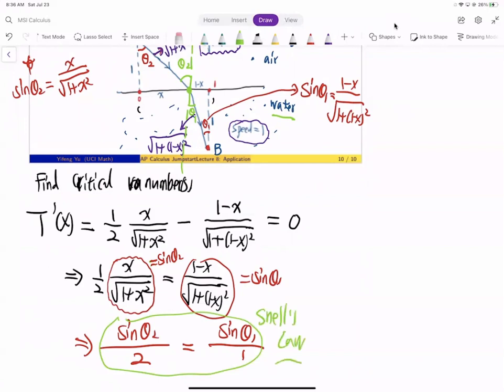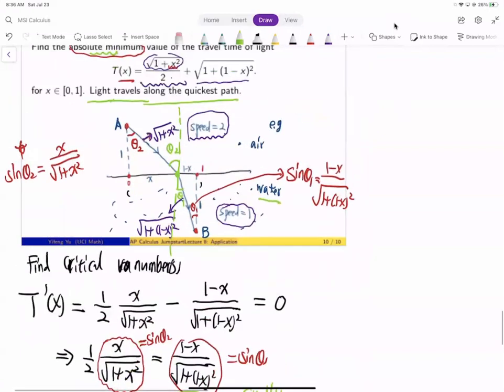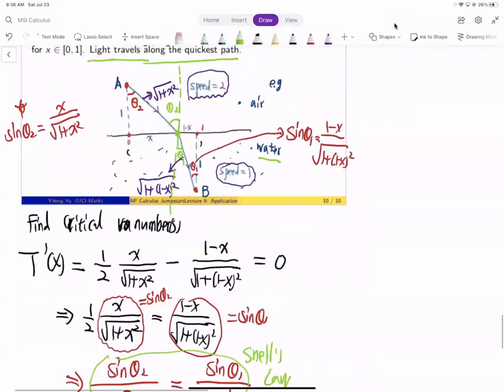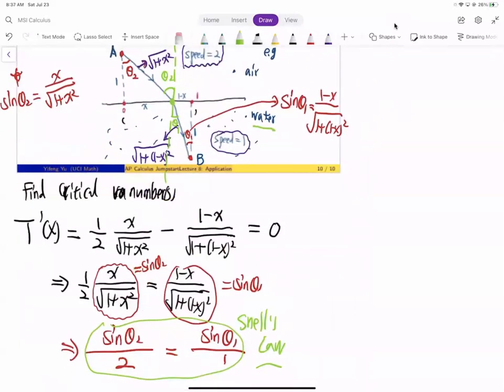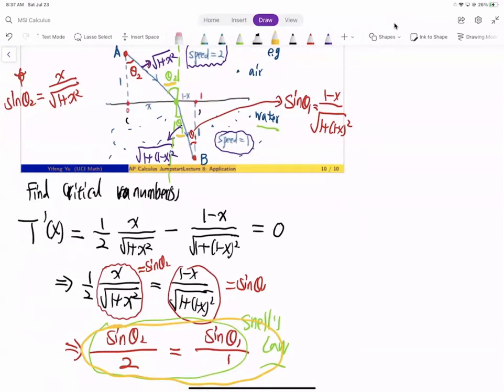Snell's law tells us, when the light passes through the interface, how the angle changes. So the angles theta 2 and theta 1 are given by this formulation. And from this derivation, we get this by finding the minimum value of the travel time.